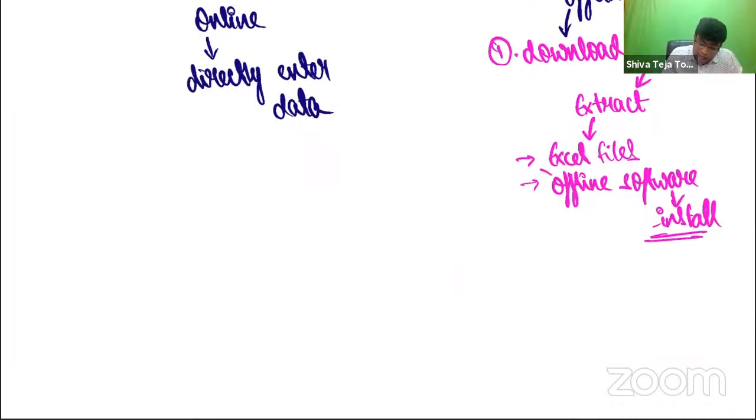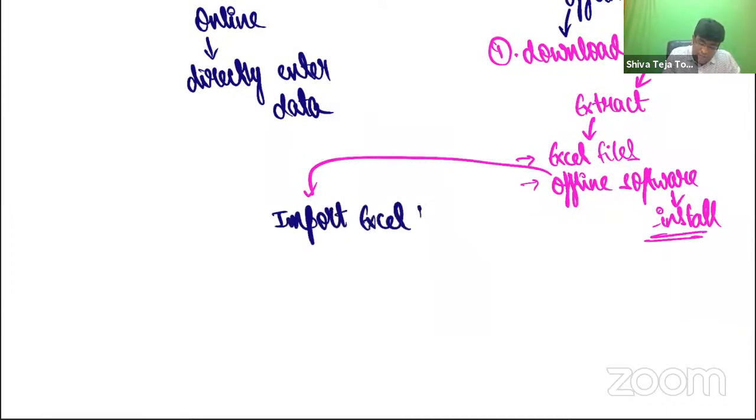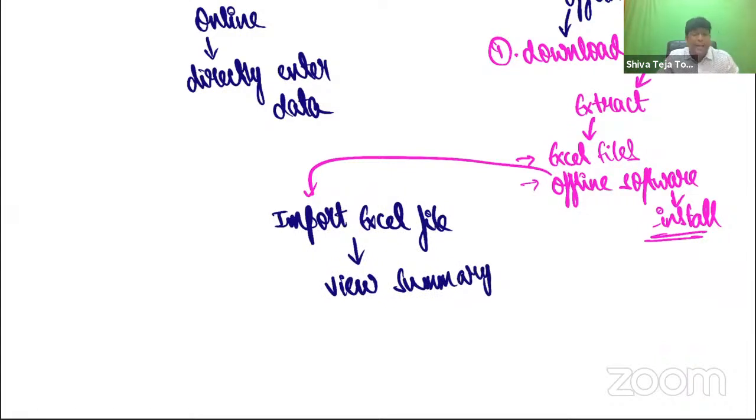Now what you do is open this offline software utility. There you import the Excel file. And once you import the Excel file, we'll click the button of view summary to just check whether the entire data has come or not, or if something is missing. Clear, my dear friends? Then we will generate one file known as JSON.